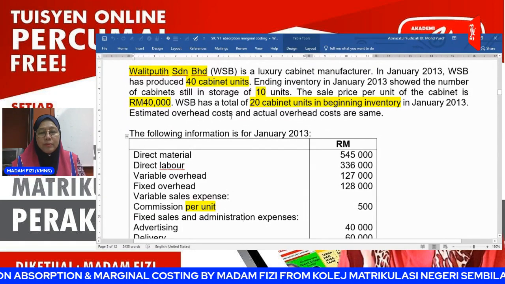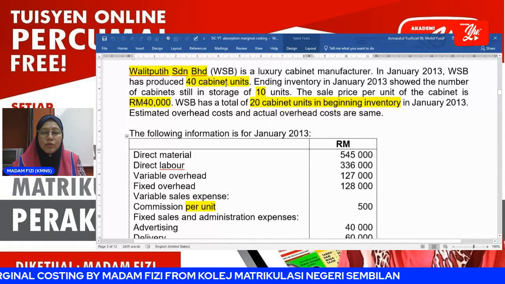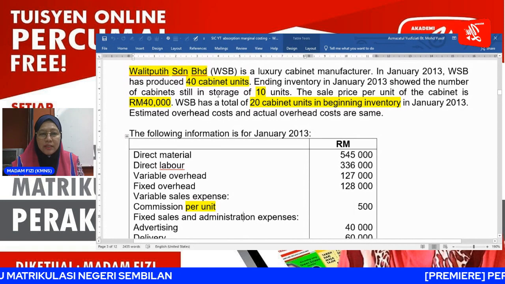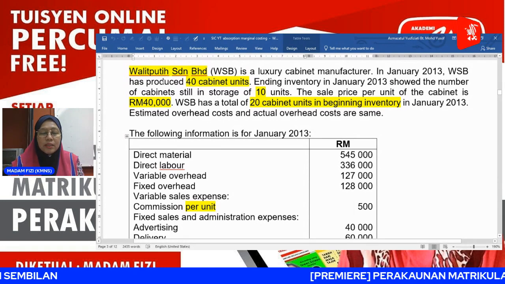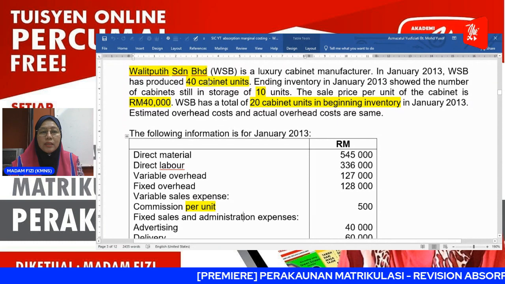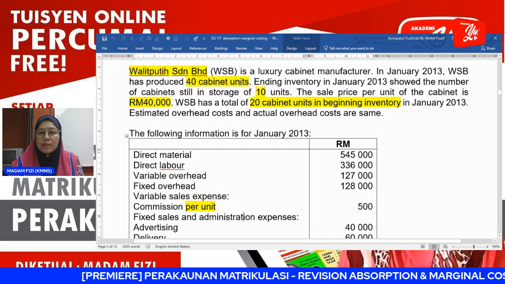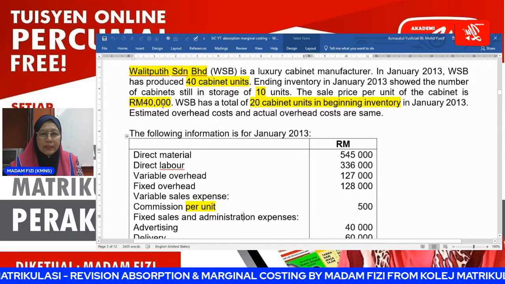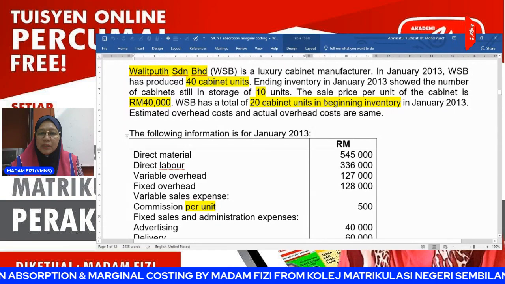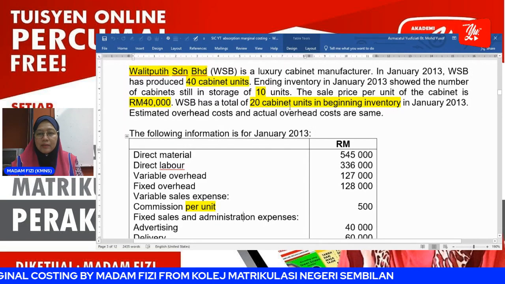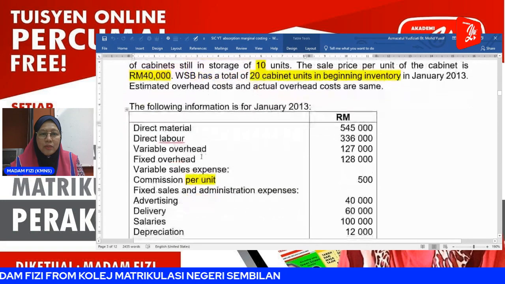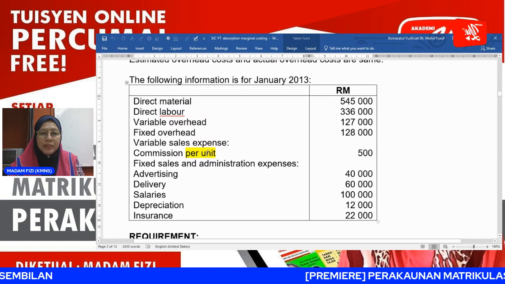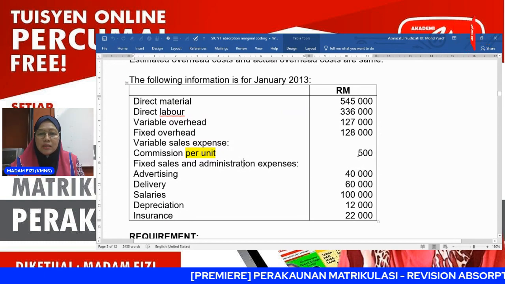Okay, so here Madam highlights the points that you have to take into consideration. The production is 40 cabinet units, and then the ending inventory is 10 units, and the sales price is 40,000. And the beginning inventory is 20 cabinets. So the following information is for January 2013.